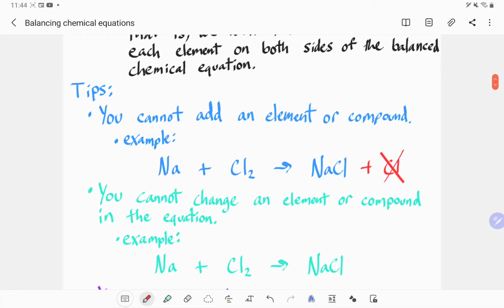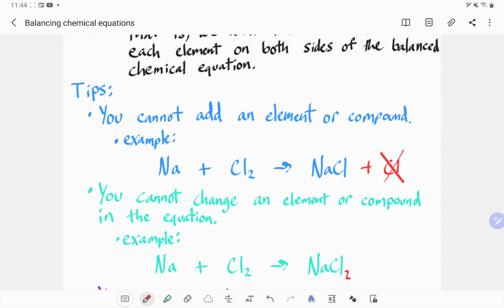Next, you cannot change an element or compound in the equation. What I mean by that is we have these subscripts, and this tells us how many of each element there is. I cannot remove the chlorine from here, and I also cannot change the number of chlorines that I have here. So again, one sodium on the left side, one on the right side, two chlorines on the left side, only one on the right side. Some students said, okay, to balance this, I can just put a number right here. And again, this is balanced, but you changed the compound and you can't change the element.